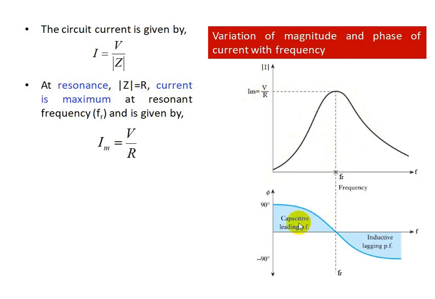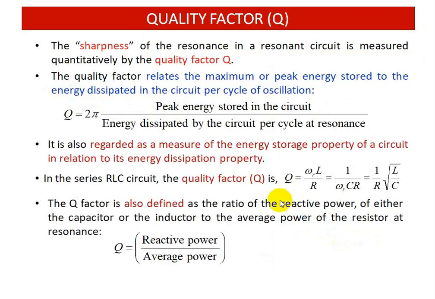Coming to the phase angle, at resonance the phase angle is 0. The circuit will be behaving like a resistive circuit. But for frequencies below fR, the circuit behaves like a capacitive circuit, so the circuit will have a leading power factor. For frequencies above fR, the circuit behaves like an inductive circuit and has a lagging power factor.